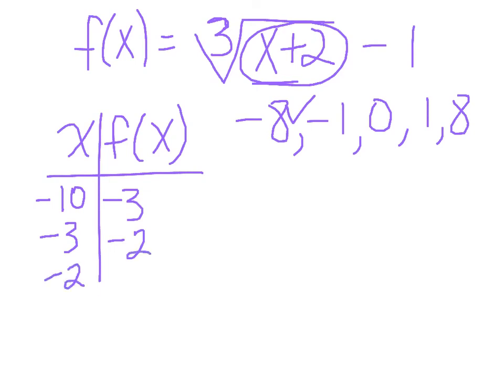I can substitute in a negative 2, a negative 1, and a positive 6 for the remaining values in order to get 0, 1, and 8 underneath the radical. When I do that, my y values should be negative 1, 0, and 1. From here, you can just plot these points on the grid, make sure that you have arrows on both sides because it's a cube root function, and you're finished.